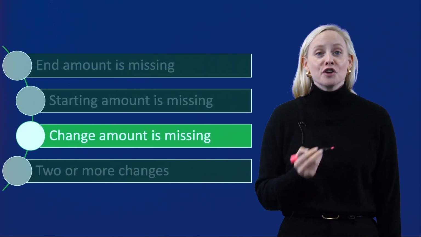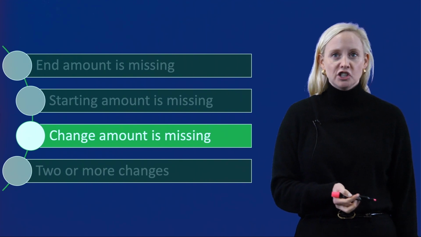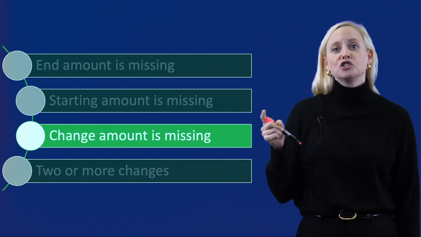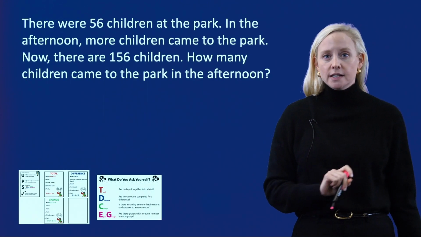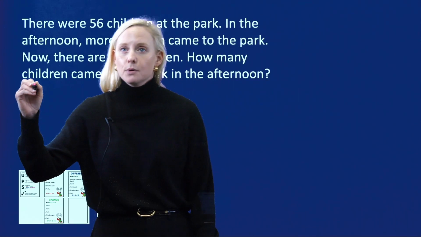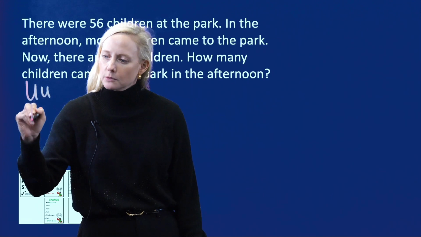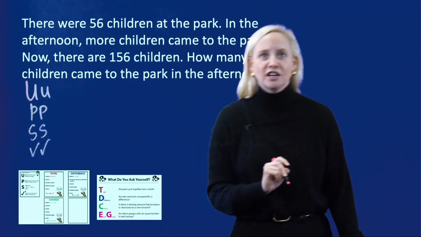Let's take a look at our third type of change problem that's featured in our multi-step word problem intervention. These are change problems where our change amount is missing. So here we're first going to check for a table or a graph. We don't see one. If we did, we would number it. But we're going to write our UPPS check attack strategy on the side.